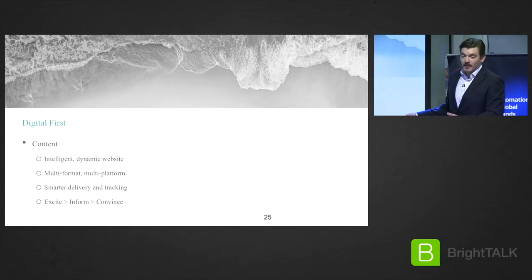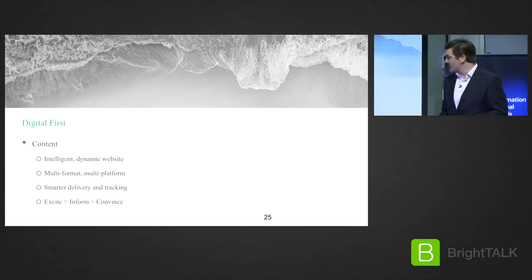So smarter delivery and smarter tracking. And of course, then the challenge is on us and the content agencies we work with to get that excitement, move people down that sales path.